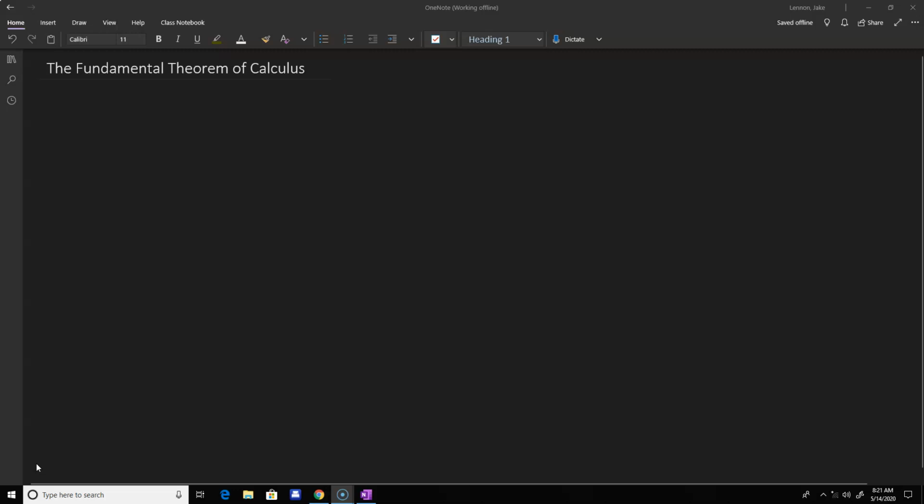Hello everyone, so today we're going to talk about the fundamental theorem of calculus. And the fundamental theorem of calculus is actually a two-part theorem. So let's go ahead and just jump right in. I'll state both parts of the theorem and then we'll look at examples of how both parts apply to specific problems. So, theorem.